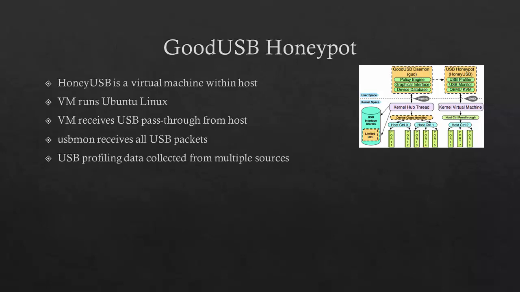To profile suspicious USB devices, good USB implements a honeypot virtual machine called Honey USB. The Honey VM runs Ubuntu Linux and reserves a USB controller device on the host machine.